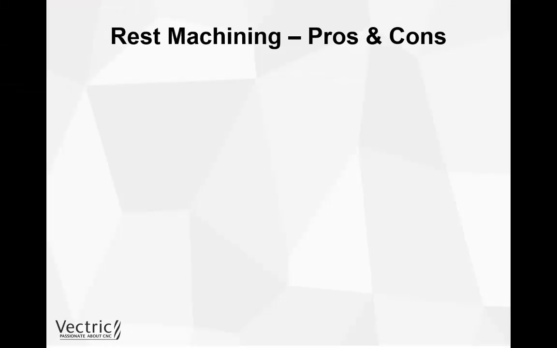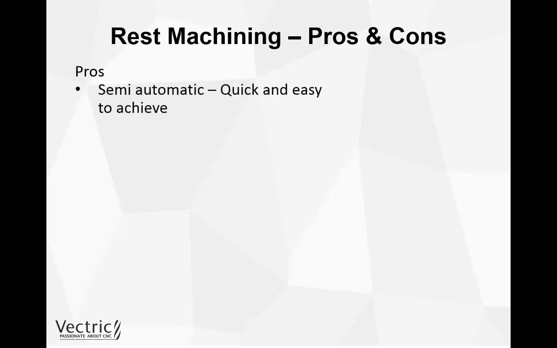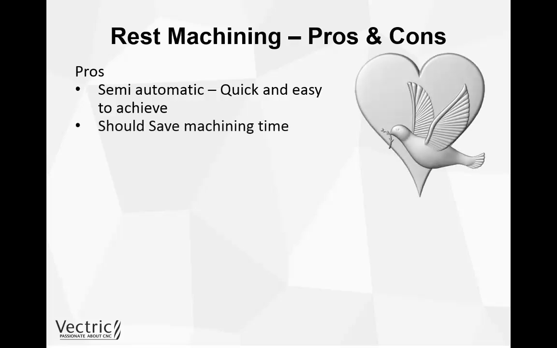So now we've demonstrated rest machining in the software, let's take a look at the pros and cons of using rest machining. So the pros of rest machining is the fact that it is a semi-automatic method and it is quick and easy to achieve a rest machining toolpath. It should also save us a lot of time on machining as well, as we can first of all go over with the larger tool and then just clean up the areas where the larger tool wasn't able to machine with the smaller tool. So we should be able to save quite a bit of time as opposed to running the smaller tool over the whole model to begin with.